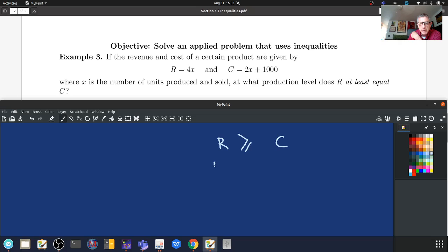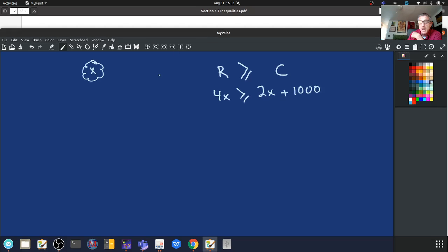But R is equal to 4x. And our cost is 2x plus 1,000. So now we're almost ready to go. At what production level does R at least equal C? And the production level is x. What is the number of units that we need to produce so that our revenue exceeds our cost? So literally, once it's set up, all we do is solve for x.